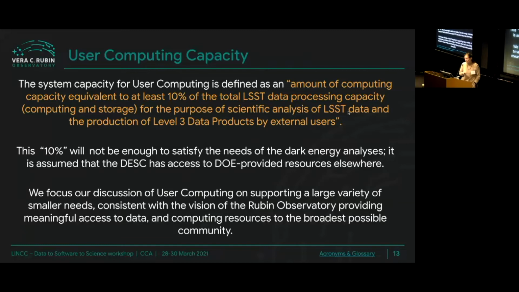This is for computing and storage, to be set aside for level 3, or what's called user-generated production. Now, we know that this 10% will not be enough to satisfy the needs of the dark energy science collaboration. And we also assume that DESC will have resources provided elsewhere, typically NERSC, and we will work with NERSC to ensure that the resources for DESC at NERSC can access the data sets.